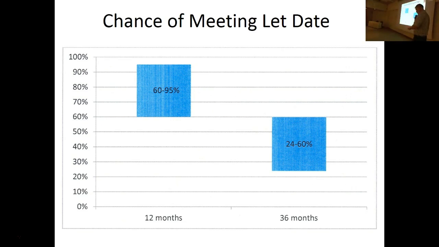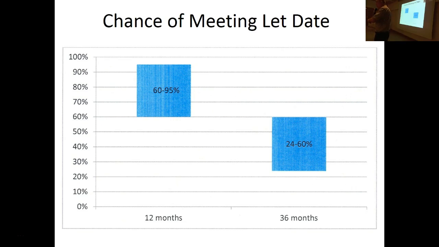So what we found here, first of all, is this plane is coming in to make a landing for your let date. We asked subject matter experts the question: when a project is 36 months out from the let date, what's the chance that that project is going to actually meet the let date? We talked to a lot of different people, and what they told us essentially was that about 24 to 60% of the projects that are 36 months out will actually meet the let date. When the project gets within 12 months of the let date, there's a 60 to 95% chance that the project is going to make the let date.